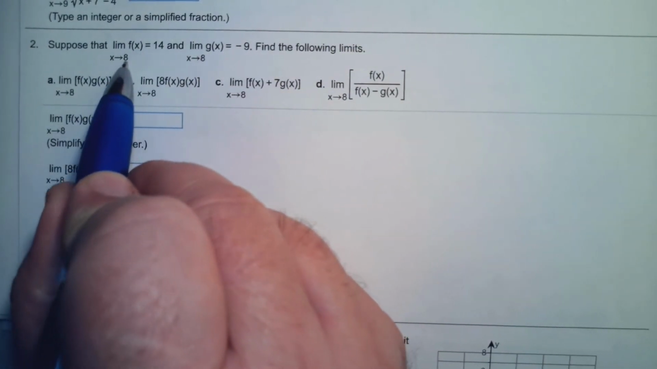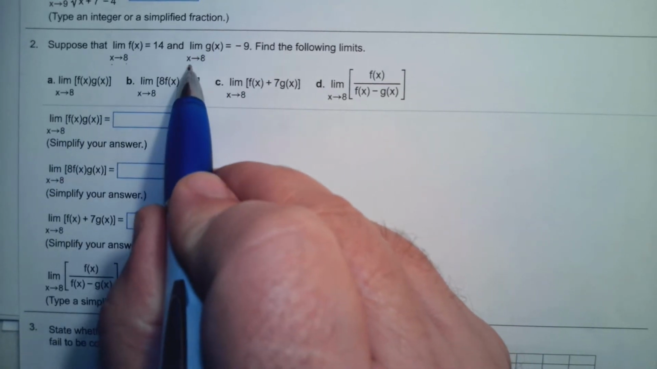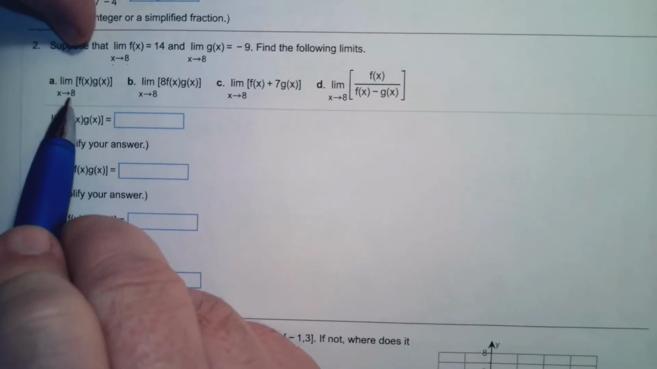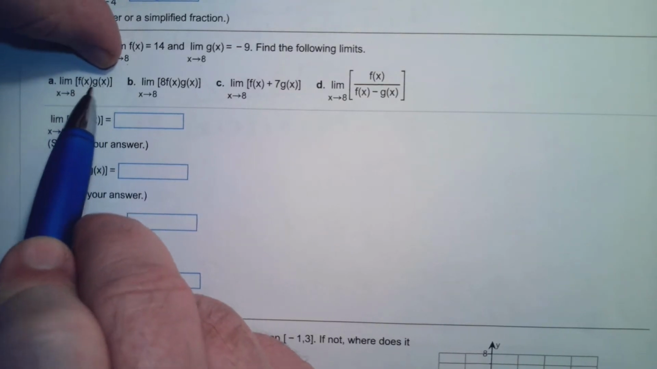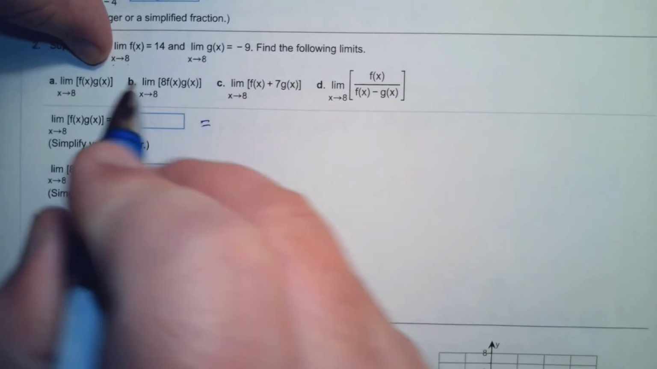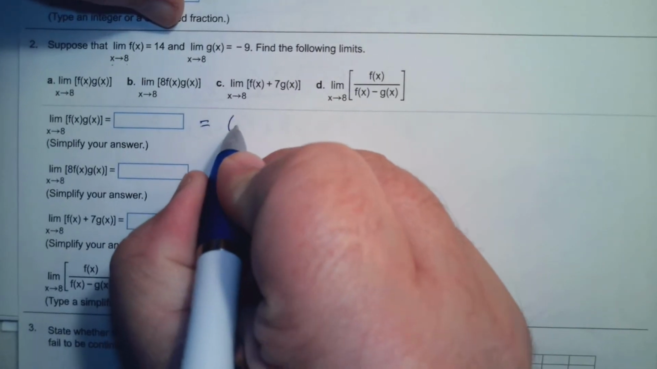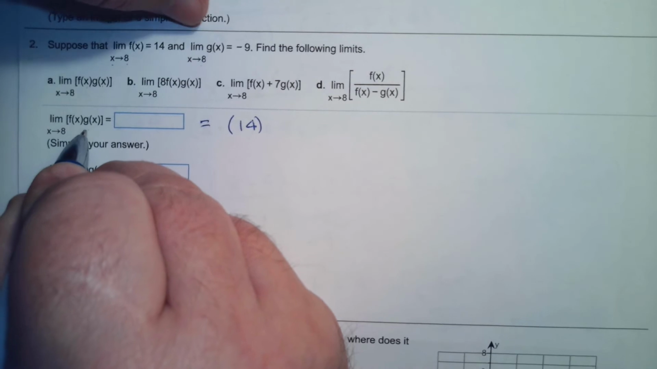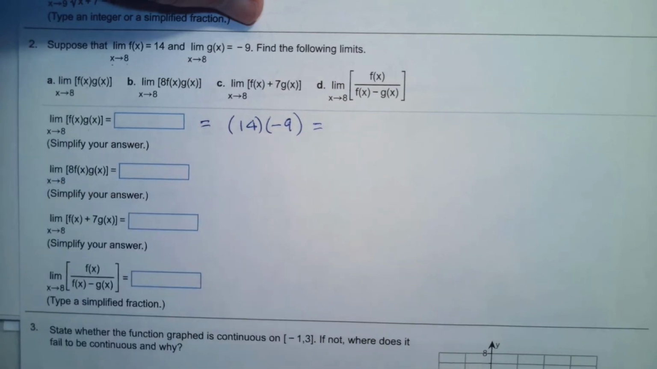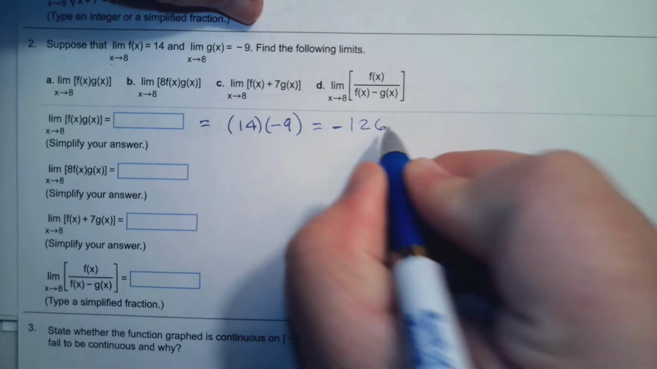Suppose the limit of f of x when x approaches 8 equals 14, and the limit of g of x as x approaches 8 is negative 9. Now we can look at these rules. Find the limit of f of x times g of x. That's the product rule. Since the limit of f of x is 14 and the limit of g of x is negative 9, we multiply them together. Answer is negative 126.